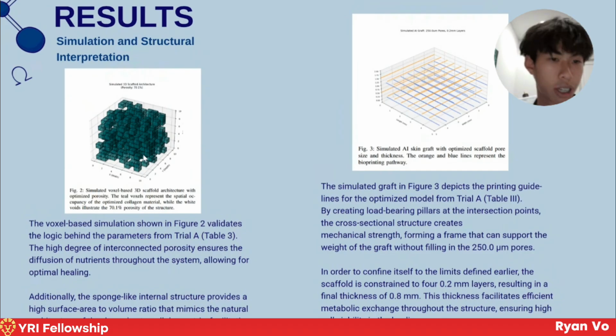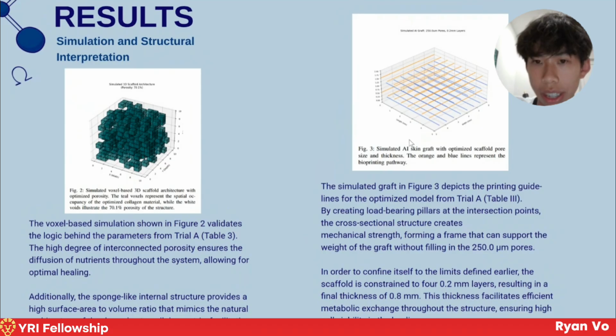It's a voxel-based 3D simulation for the scaffold architecture that validates the logic using the voxels, the cube shapes. We can see how there is a high degree of interconnected porosity, and that interconnectedness allows for the diffusion of nutrients throughout the system, leading to optimal healing. Additionally, the sponge-like structure creates a very high surface area to volume ratio, mimicking the natural architecture of the ECM, or the extracellular matrix, allowing for cell migration and proliferation.